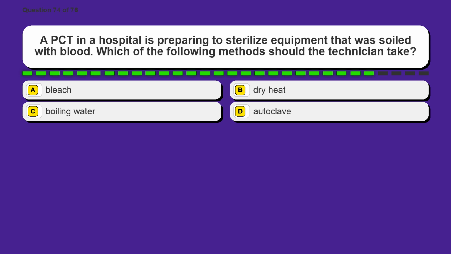Question 74. A PCT in a hospital is preparing to sterilize equipment that was soiled with blood. Which of the following methods should the technician take? Option A. Bleach. Option B. Dry heat. Option C. Boiling water. Option D. Autoclave.